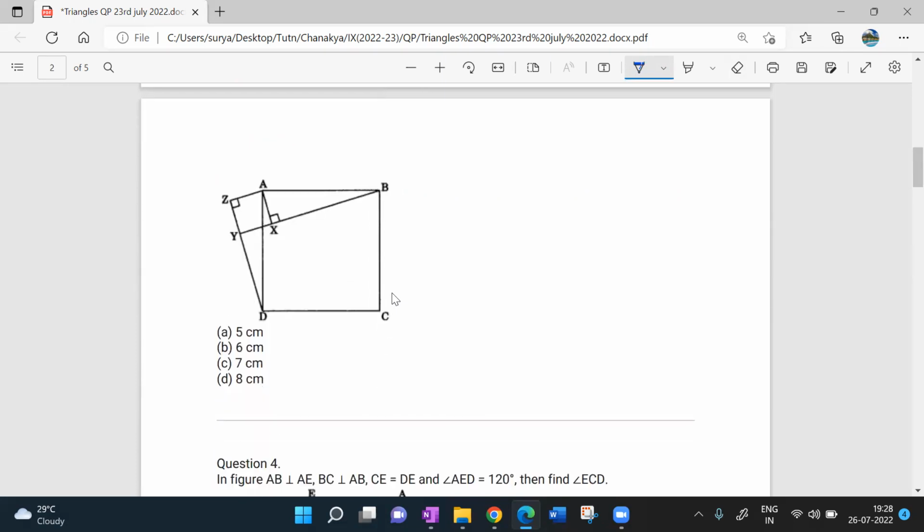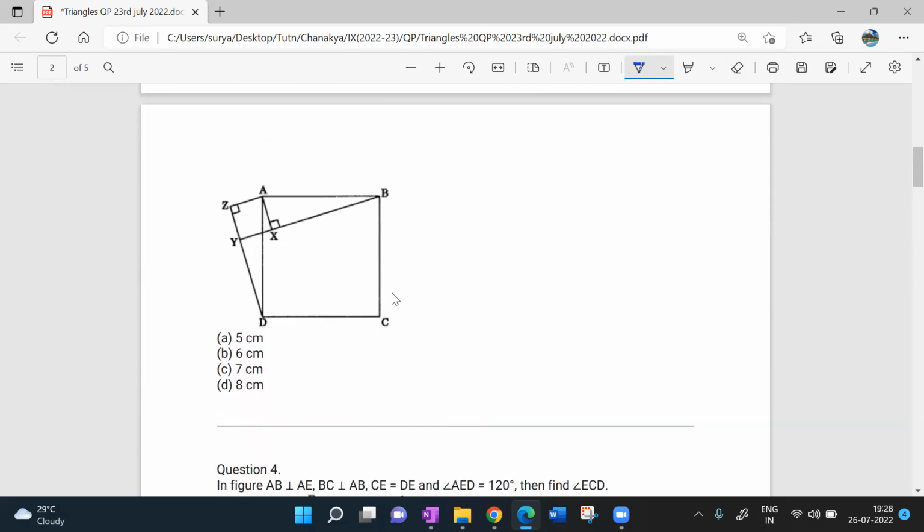Then BY is what? ZD is 3, I think they said. DZ, but they're asking for BY. ZD and XB are the same length because they are corresponding sides. Now tell me, it is a square, right? All sides will be the same, right? They gave AZ as some length, so the square length is also all the same.